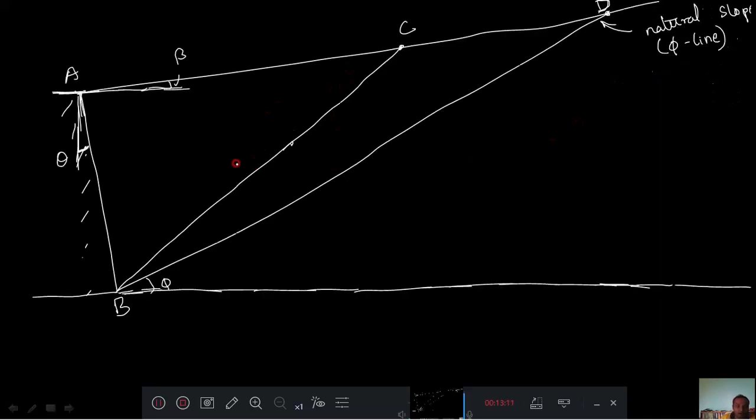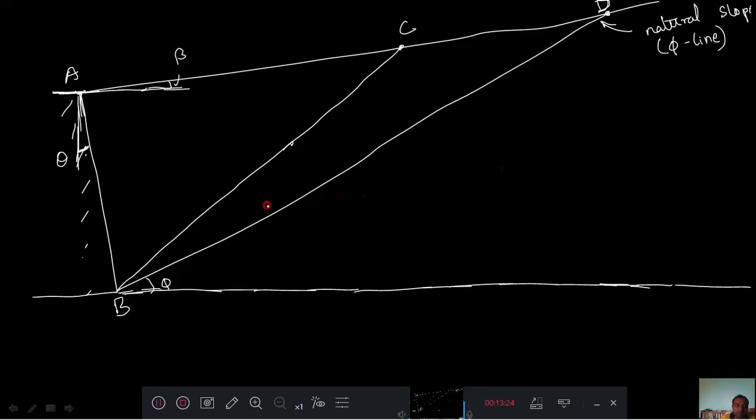If it is exactly failing on BC, but I don't know, this is randomly drawn. This BC is randomly drawn. Therefore, BC cannot be critical. Now it cannot be critical. Therefore, I will just call it a slip line. Slip line. Okay, then the slip line is at what angle?